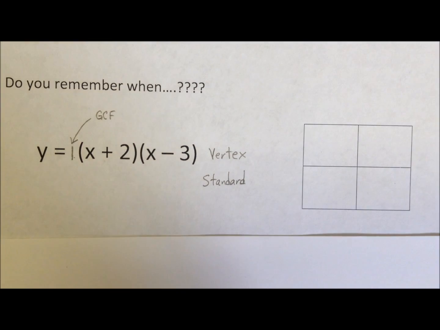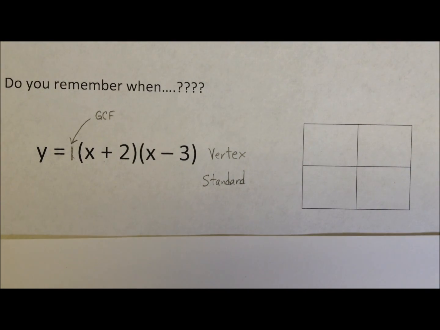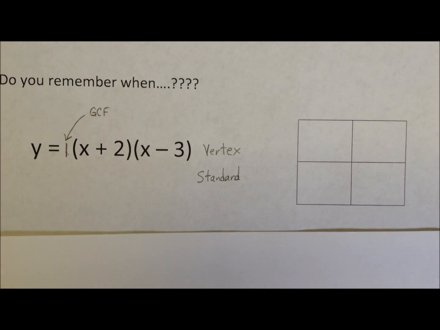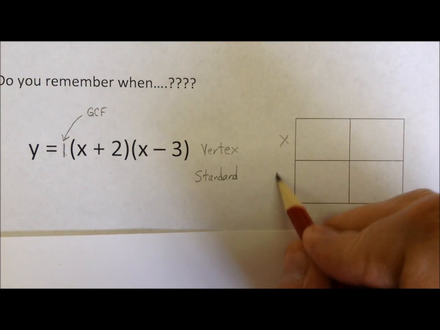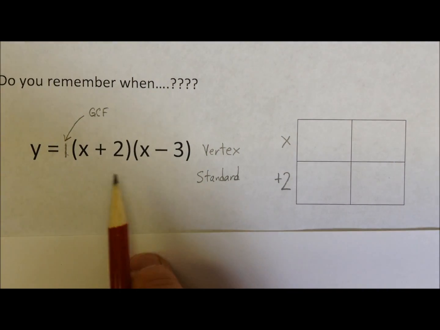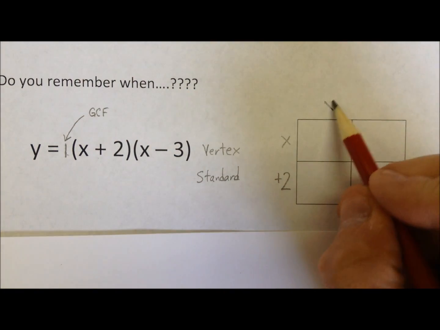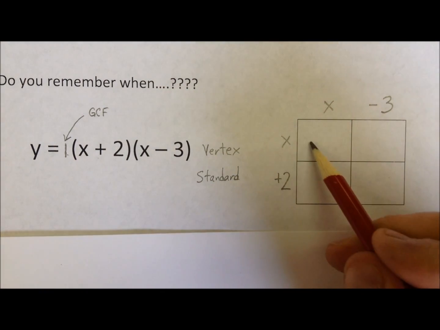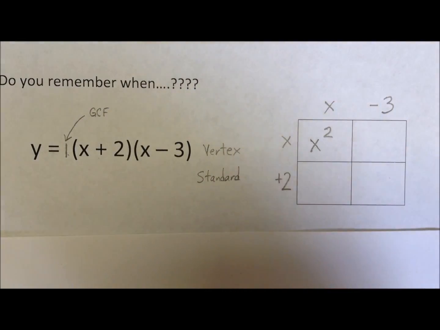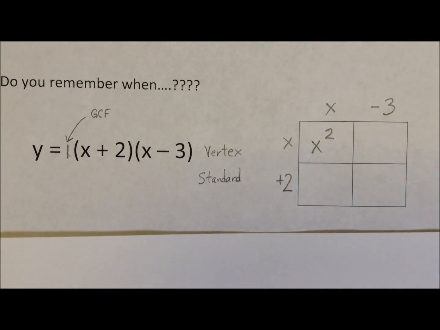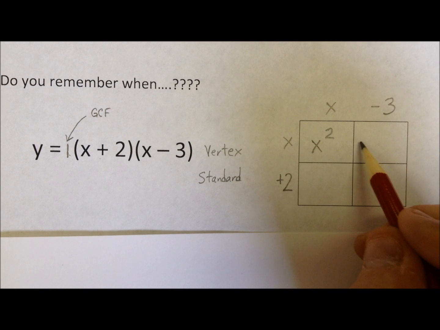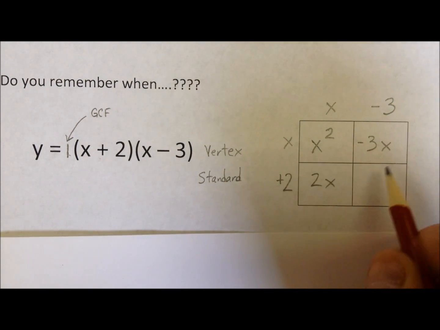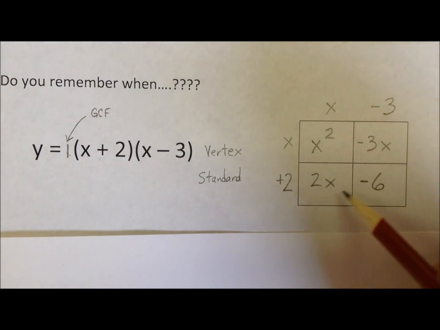Now the good news is you know how to do it. You know how to do it because there's that multiplication box there. So we're just going to do our x plus 2 for this factor. We're going to do our x minus 3. And we're actually just going to multiply them. Now let's go down memory lane. X times x is x squared. X times negative 3 is negative 3x. 2 times x is 2x, and 2 times negative 3 is negative 6.